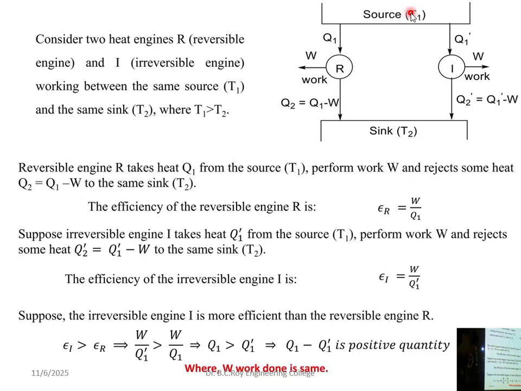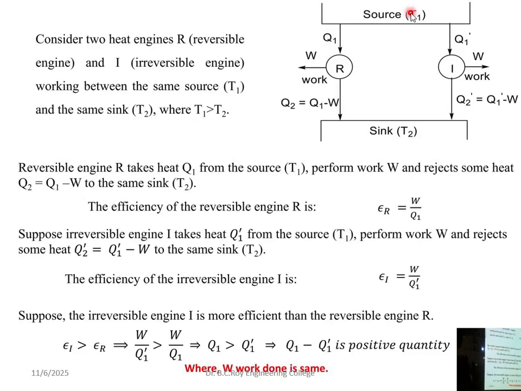From the heat source, Q1 amount of heat is going to the heat sink. Here the temperature is T1 and here the temperature is T2. So there is some amount of work in the middle, that is W. So how much is the work done? Q1 minus Q2.